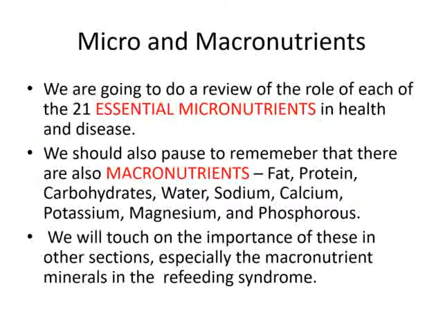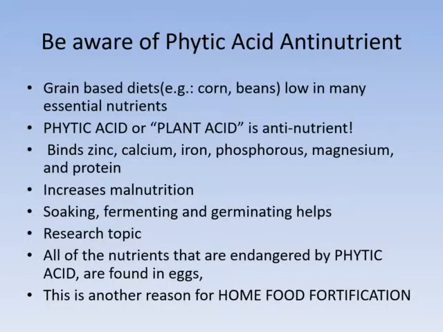So now we should talk about micro and macronutrients for a minute. The rest of this talk is going to focus on essential micronutrients because they are the main factor in the child survival issue. There are 21 that are essential in health and disease. We should also pause to remember the macronutrients: fat, protein, carbohydrates, water, sodium, calcium, potassium, magnesium, phosphorus, etc. We'll touch on the importance of some of these in other sections, especially the macronutrient minerals in the refeeding syndrome. And for those of you who are not familiar with the refeeding syndrome, I hope if you pay attention, you will understand as you go through this course.